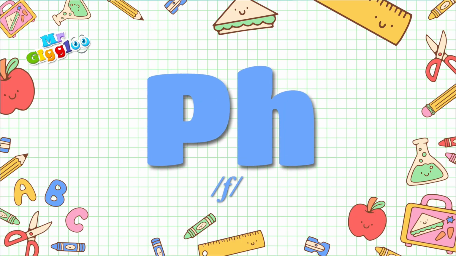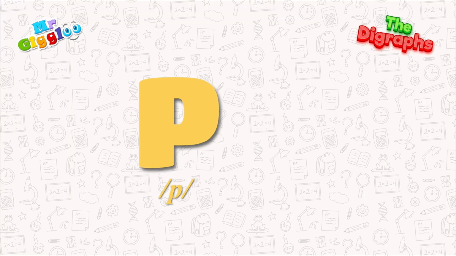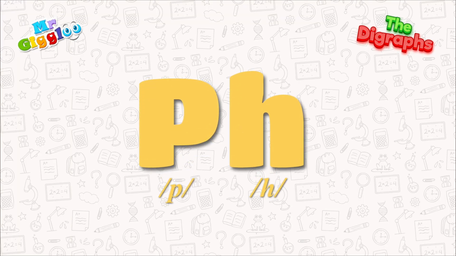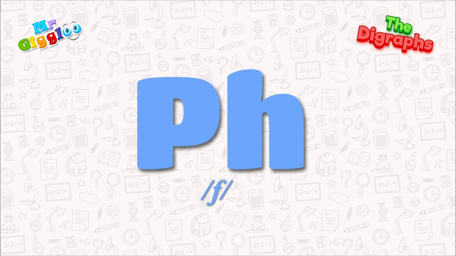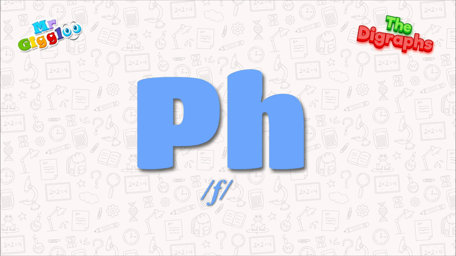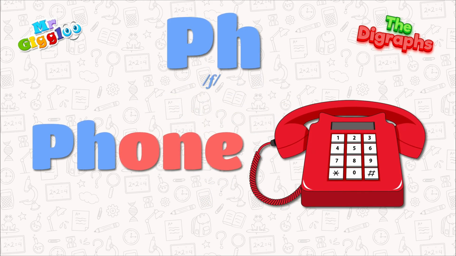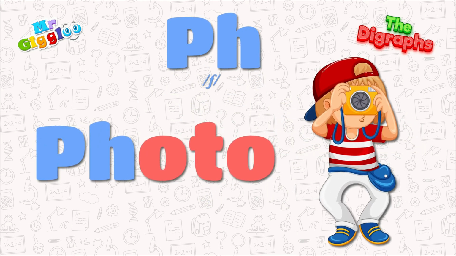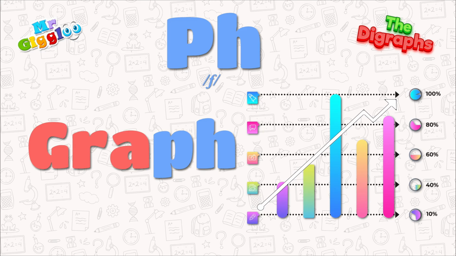Our next digraph is P and H. P makes the sound P and H makes the sound H. But when they come together, they make one single sound F. Just like in the word phone, photo, graph.